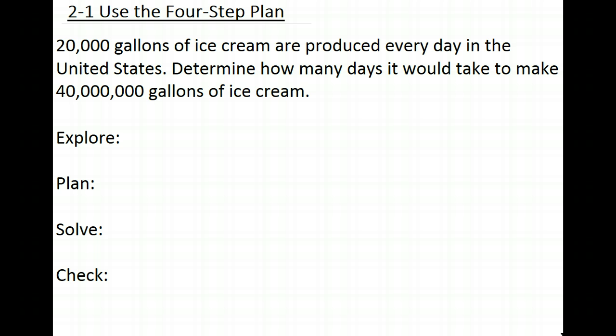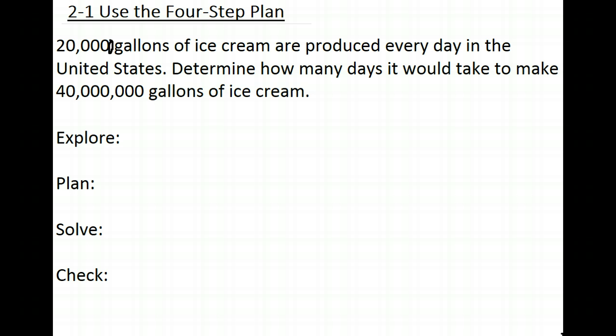Okay, this is section 2-1, using the 4-step plan in action. We're still on page 71. This is a real-world example, example 2. We're talking ice cream here. The information we have says that 2 million gallons of ice cream are produced every day in the United States. So determine how many days it would take to make 40 million gallons of ice cream.